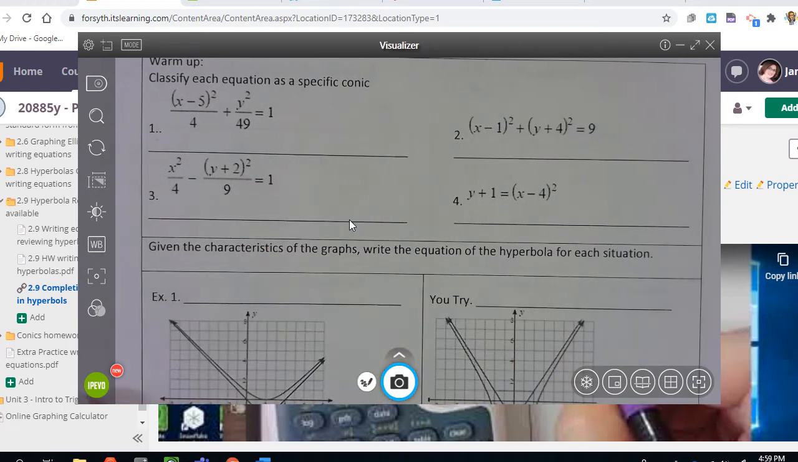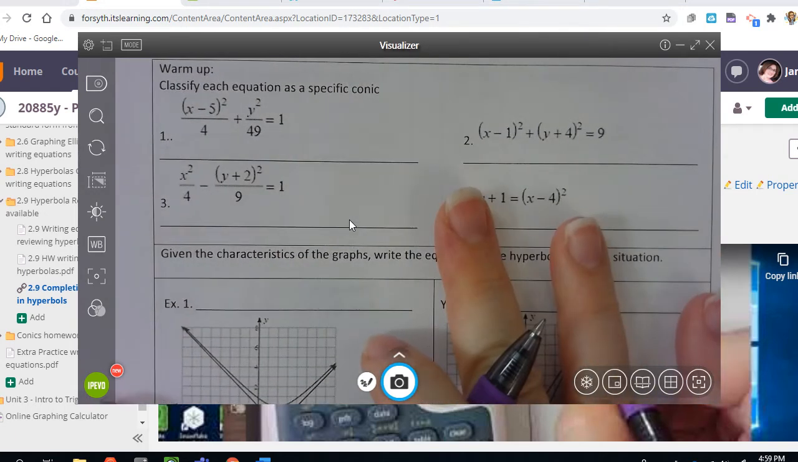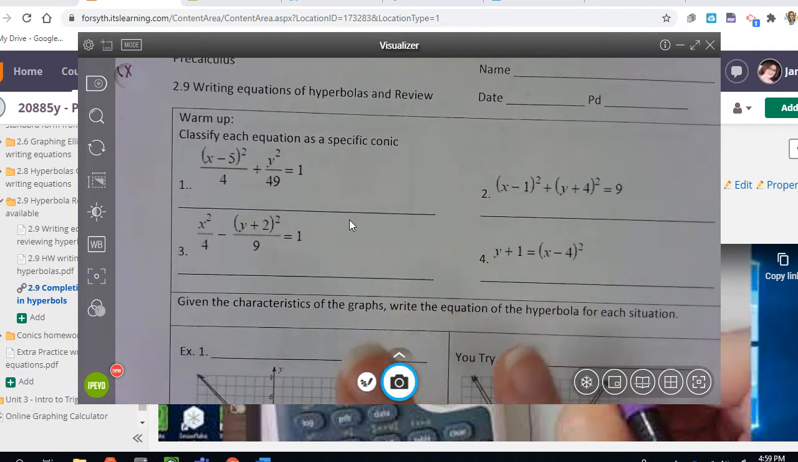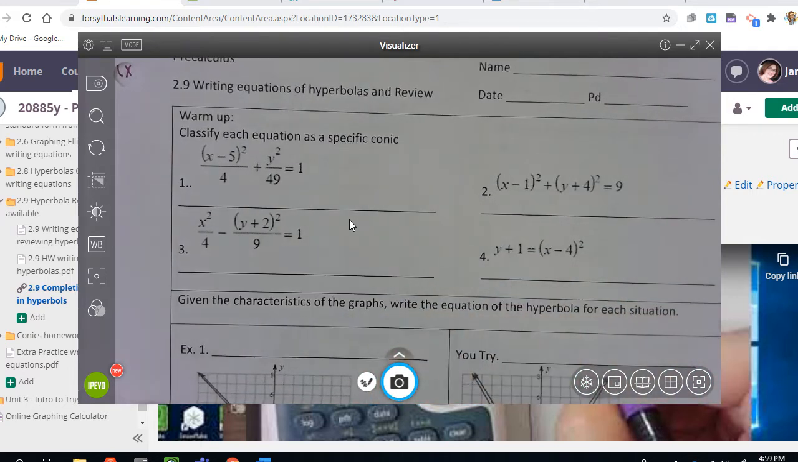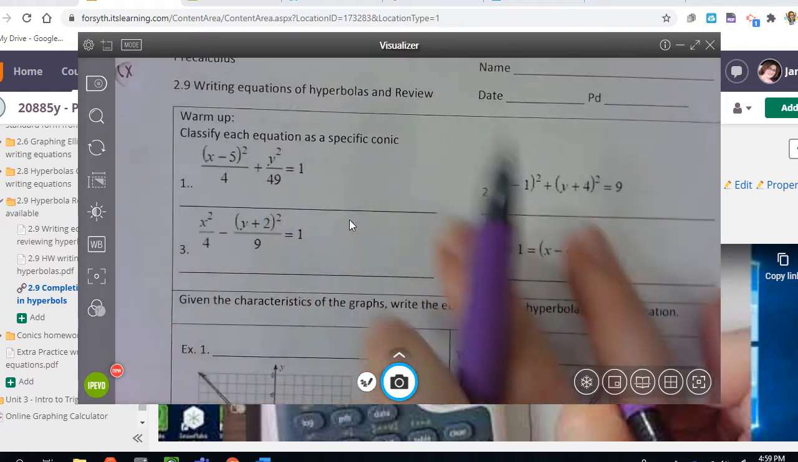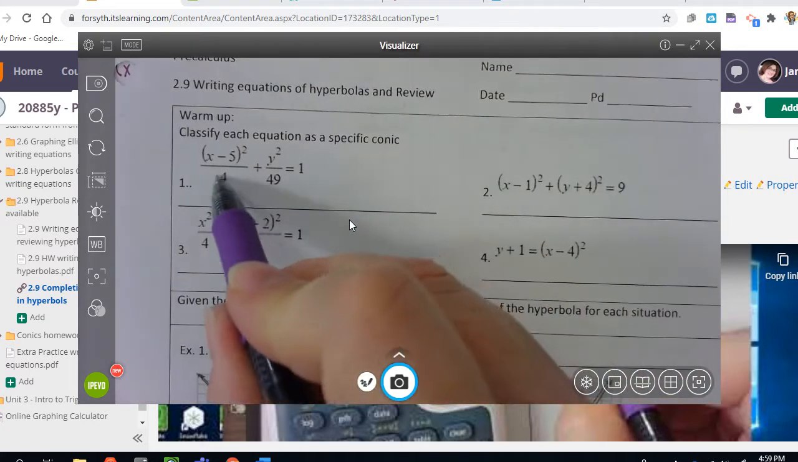Okay, guys, so what I'm going to start with is I'm going to show you the notes for 2.9, working with equations of hyperbolas. So just a quick review on the warm-up. You had to figure out which one of these each one stood for.